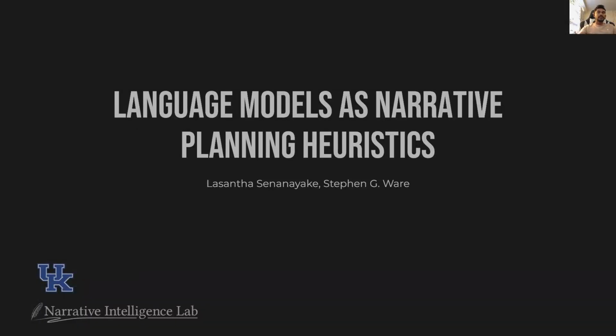Hello everyone, my name is Lasantha Senanayake and I'm here to present our research on language models as narrative planning heuristics.